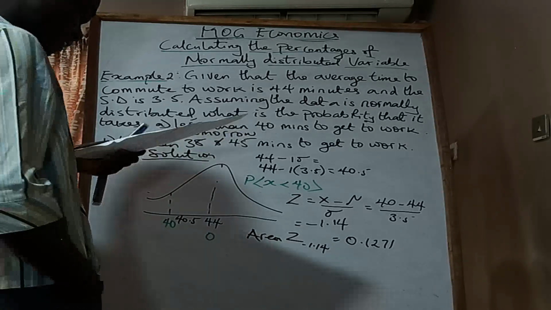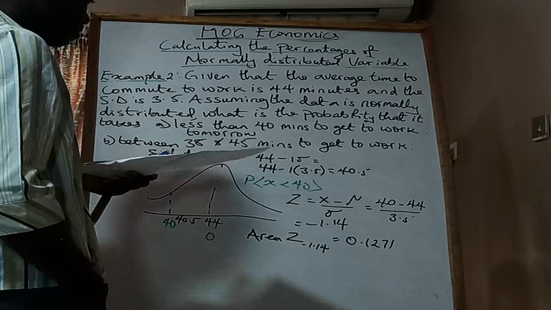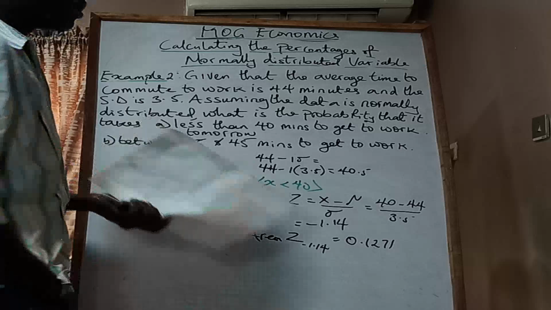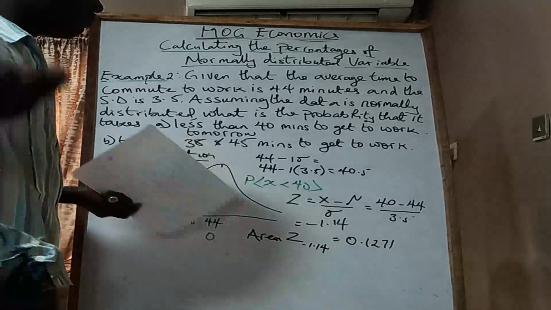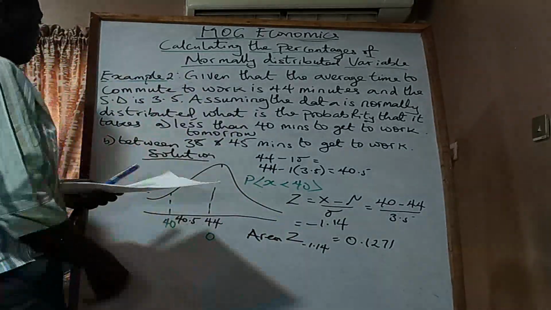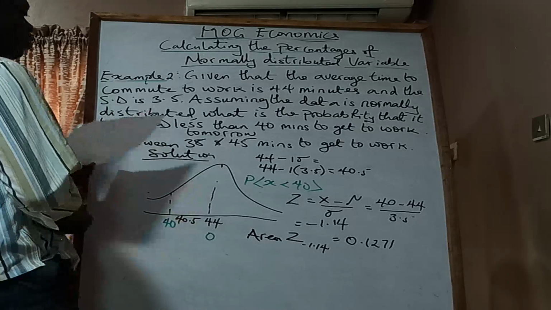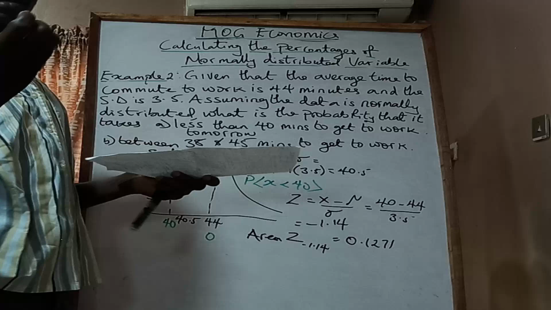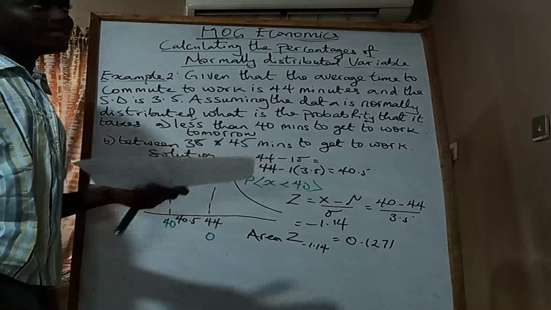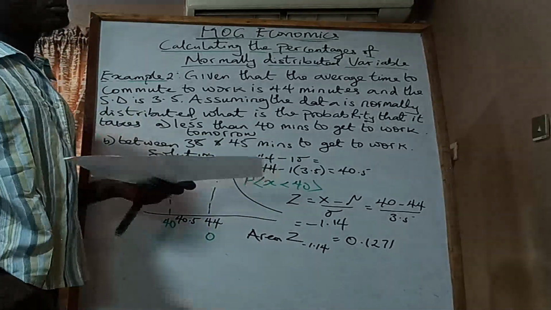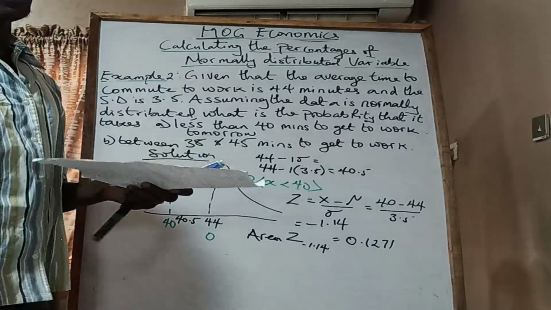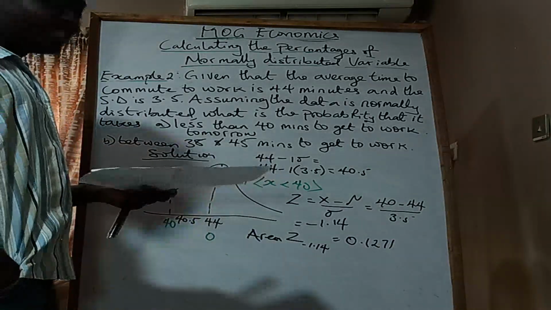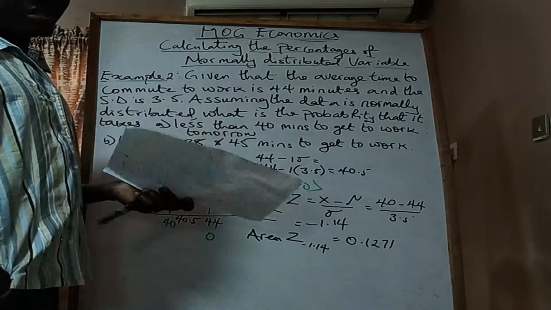Or you may decide to express it as a percentage. The probability of getting to work in less than 40 minutes is 12.7%, and that's just it. So the probability is quite low. It's not that it's impossible, but the probability of it happening is very small.